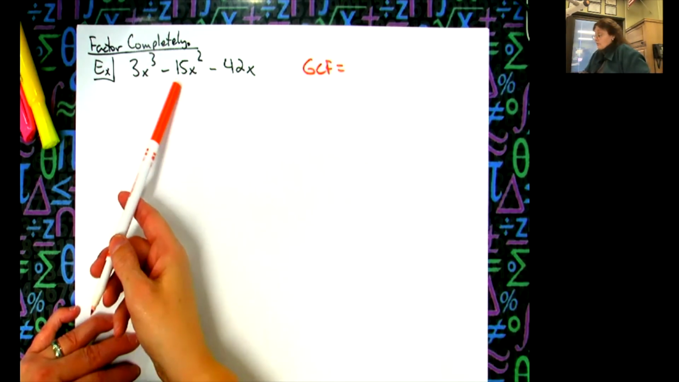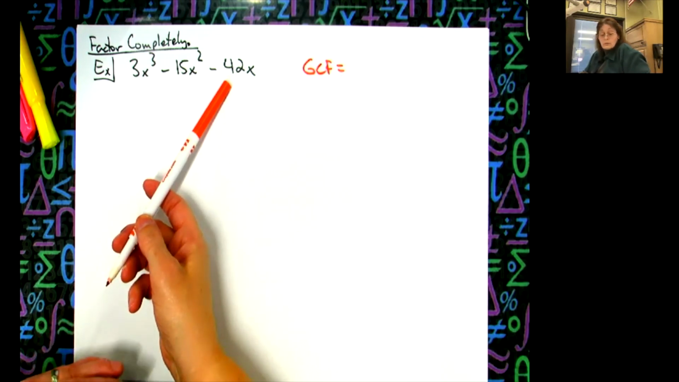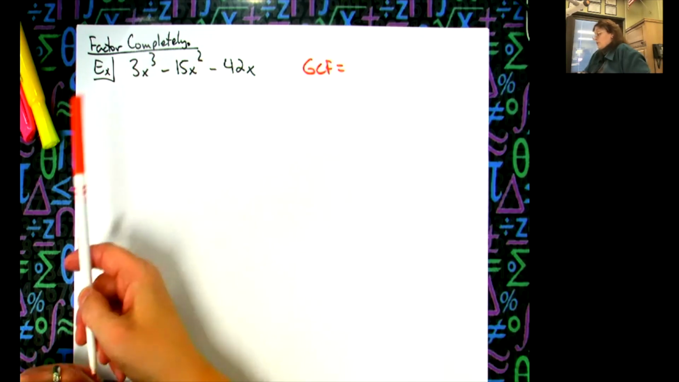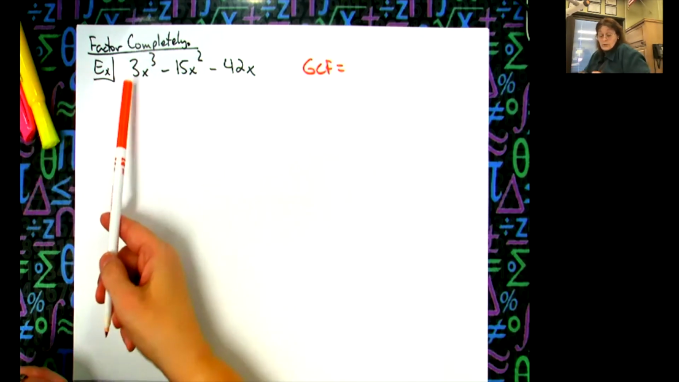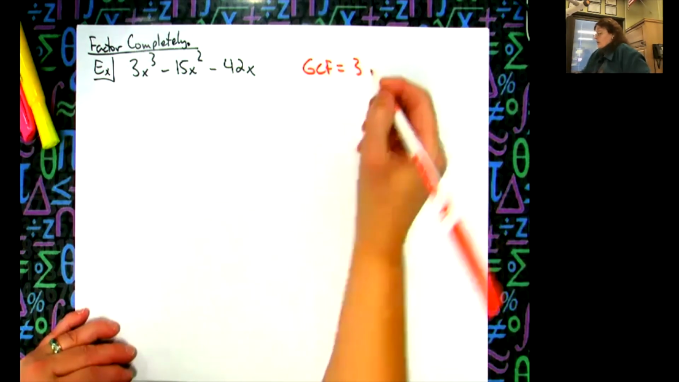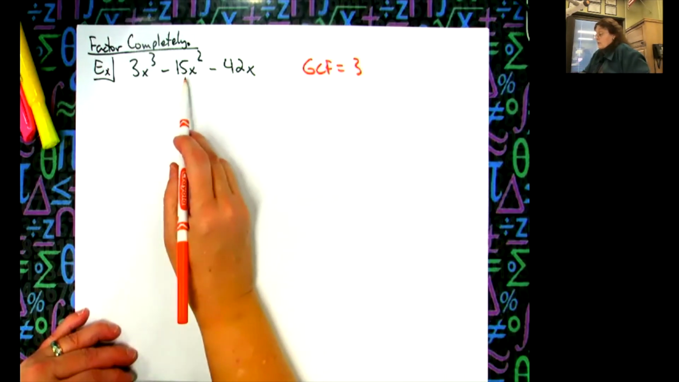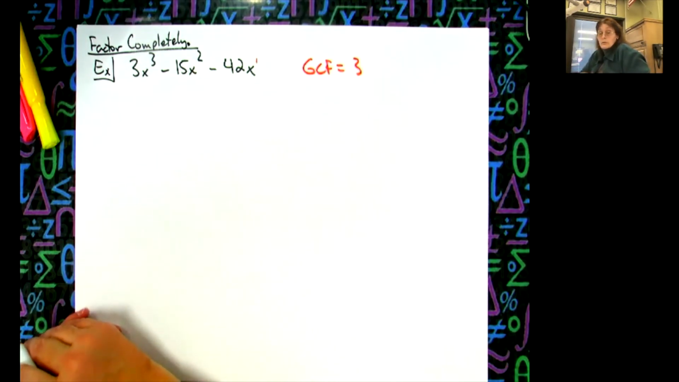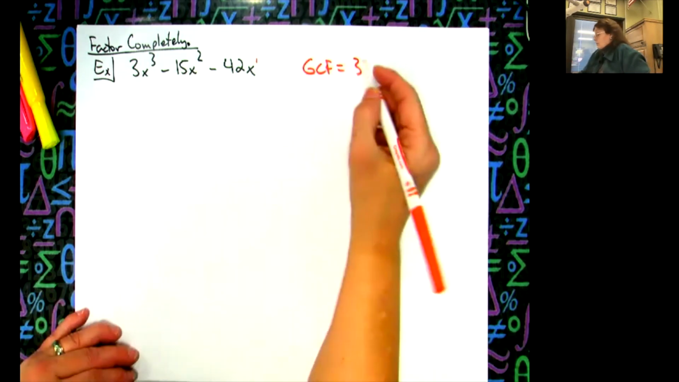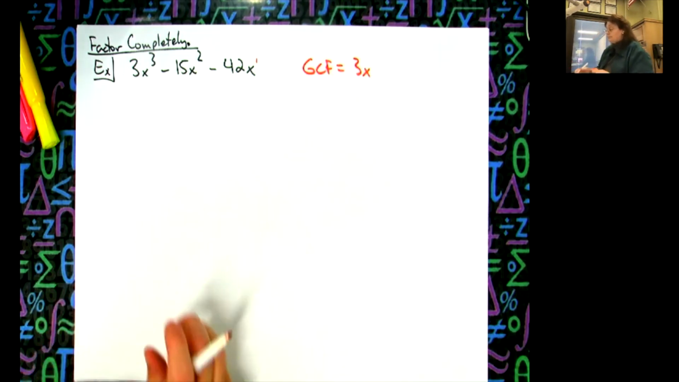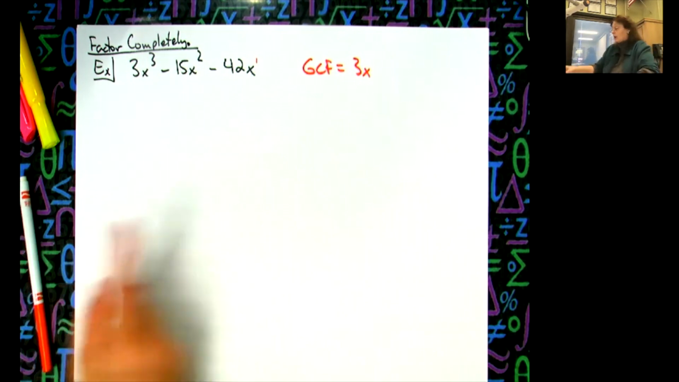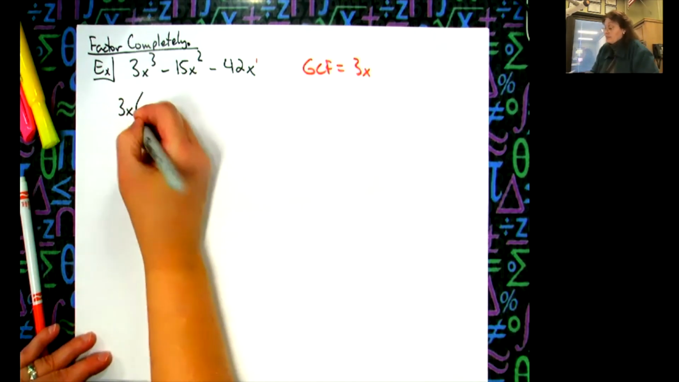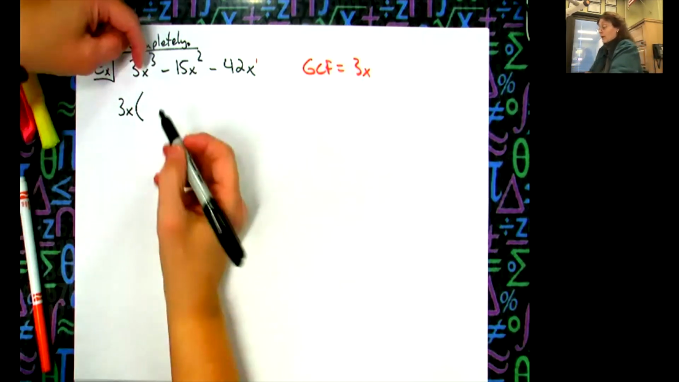3, 15, and 42. Okay, so 3 goes into 15, 3 goes into 42. That's going to be about it. 3 goes into 3, so 3. All right, then I'm going to take a look at all my x terms. I have an x to the first. I have an x squared and x to the third. So it should just be a plain x, right? Lowest exponent. So in my first step, I'm taking out a 3x. I'm going to take out that 3x. Okay, so I'm going to divide it out of each term.